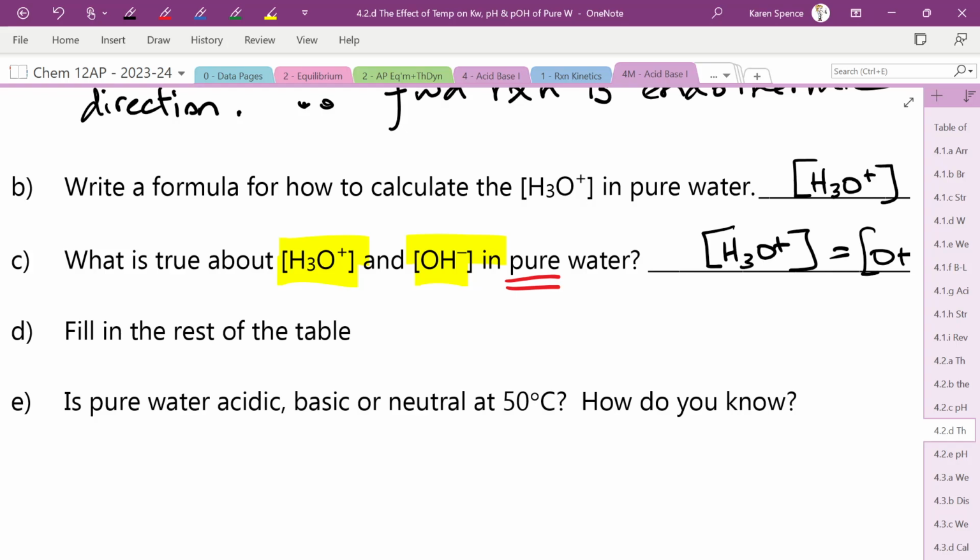You think neutral. How many people agree with Rigel? Neutral. One person, that's awesome. Two people, three people, four people. Anyone disagree with Rigel? Anyone think it's acidic or basic? Why is it neutral? Because the pH and the pOH are equal, the hydrogen and the hydroxide concentrations are equal.